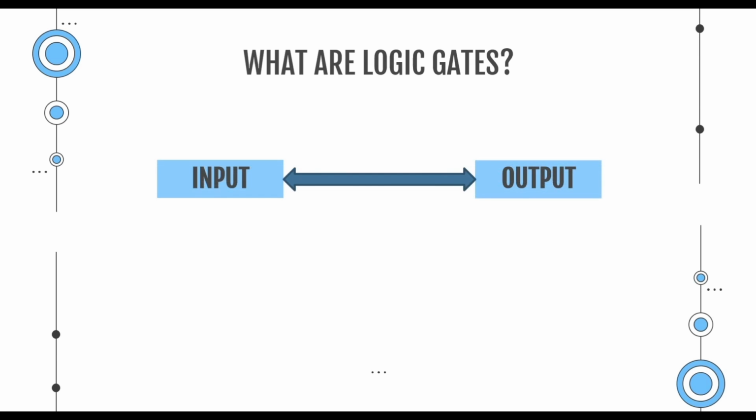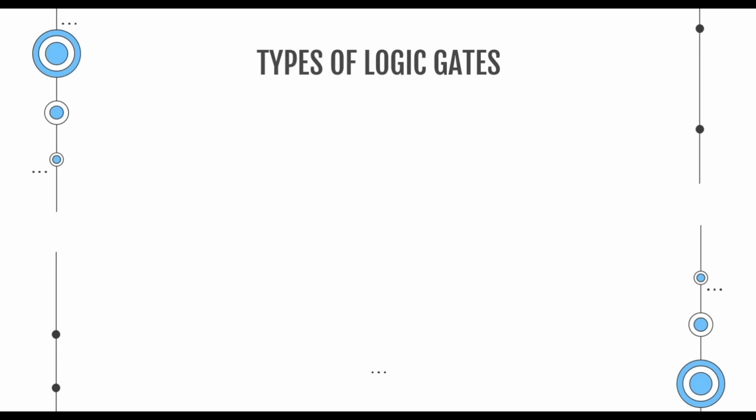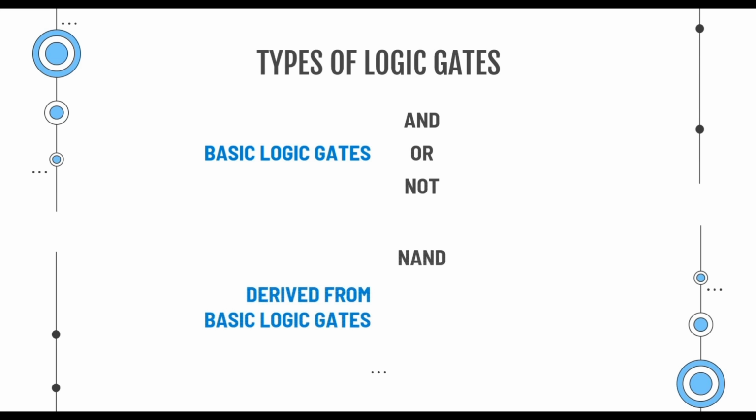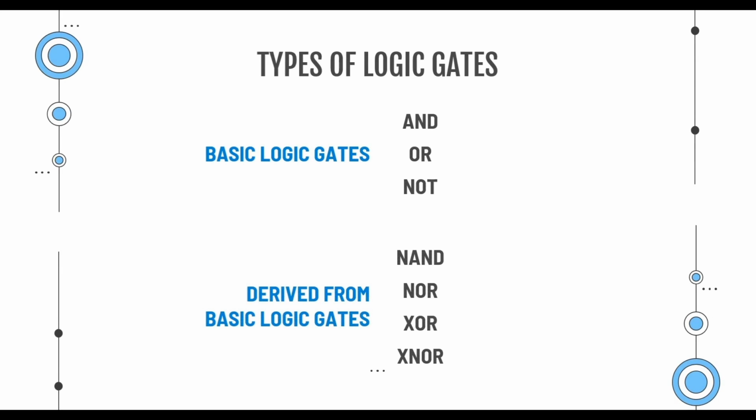This relationship is based on a certain logic. So, according to this logic, the logic gates are named, and there are three basic logic gates which are AND, OR and NOT. And there are some logic gates that are derived from these three basic logic gates, and they are NAND, NOR, XOR, XNOR. So these are the different types of logic gates. Now let's talk about these different types in the next chapters.